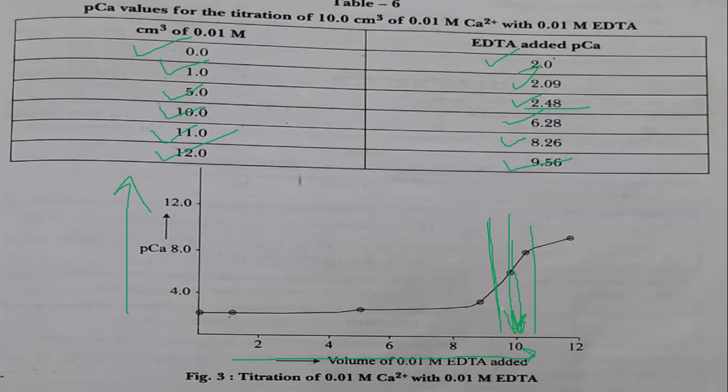So there it is not necessary to get exactly 10 as the equivalence point. The equivalence point may shift to the lower side or to the higher side, because the EDTA concentration there may not be exactly 0.01 molar, or whatever concentration of Ca2 plus ion is given to you may not be the same 0.01 molar. Hence, don't consider that 10 will always be the equivalence point. This is just for understanding the theory of titrations.